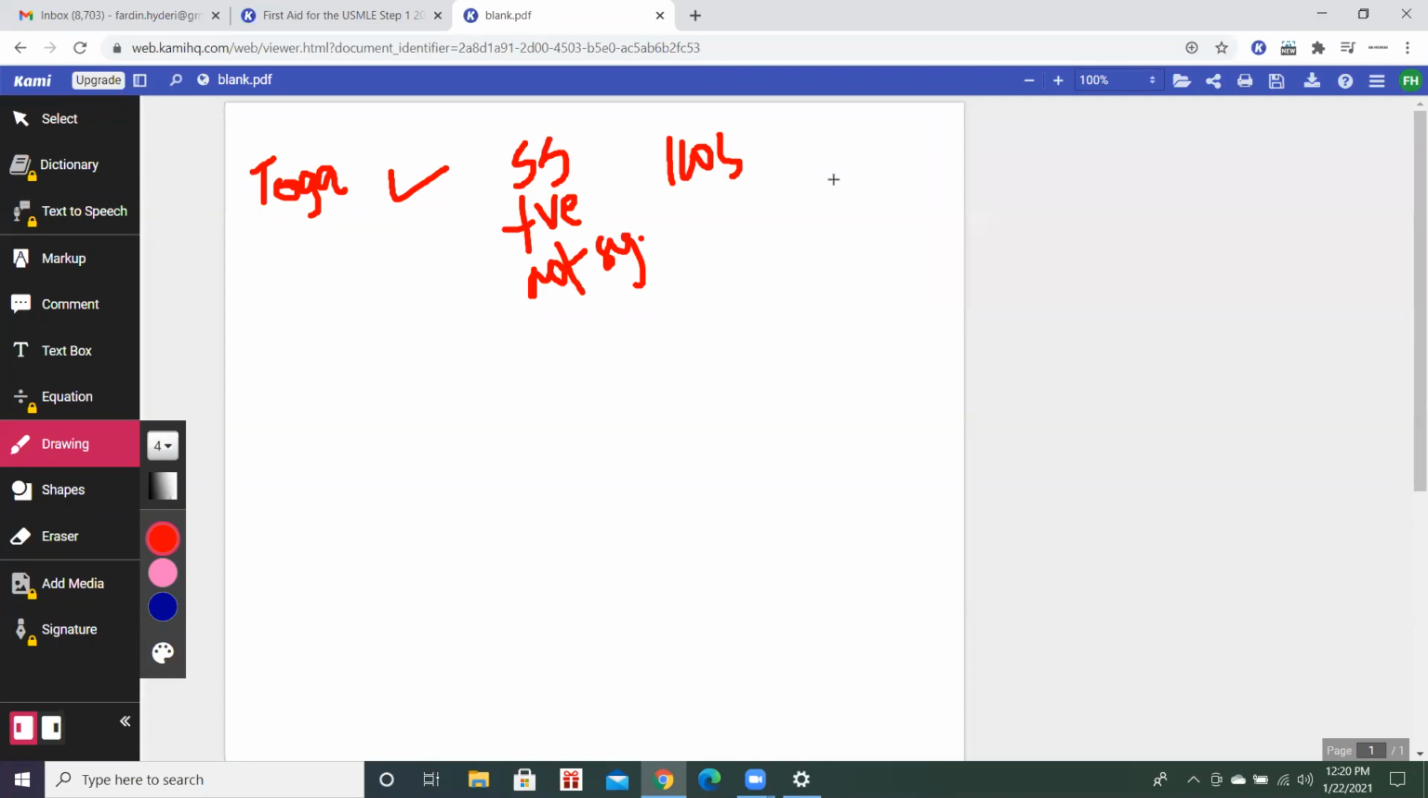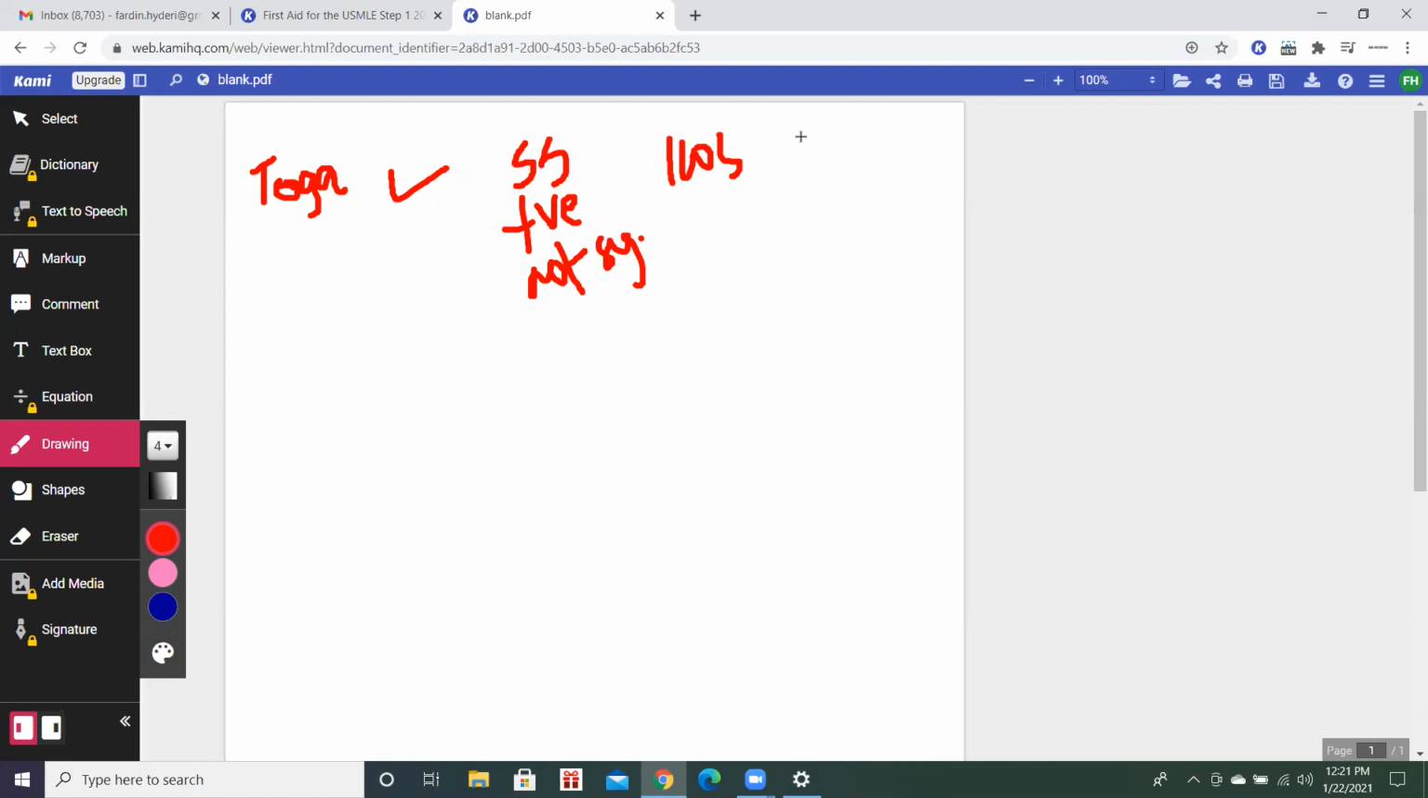If it's a dengue virus, can anyone mention the properties of a dengue virus? What are the properties of a dengue virus? Which virus is a dengue virus? Flavivirus, very good. Flavivirus is a dengue virus.